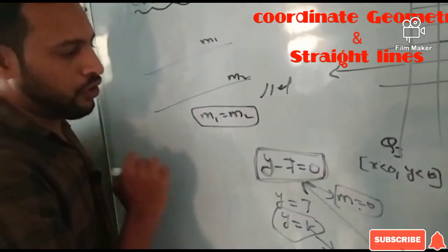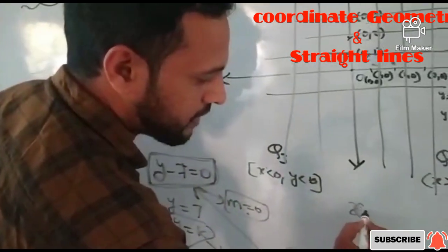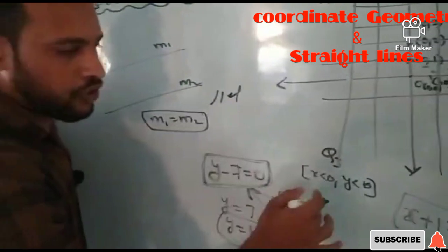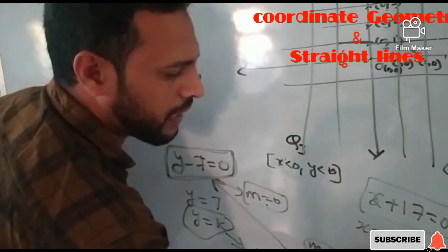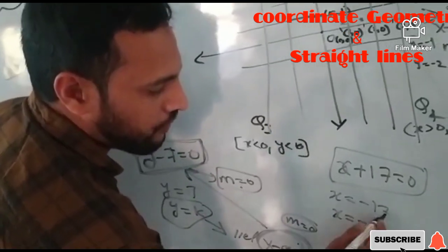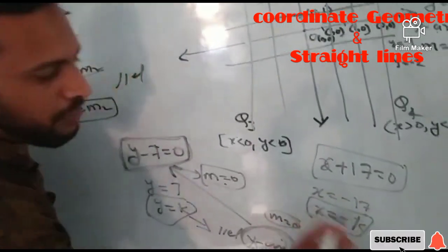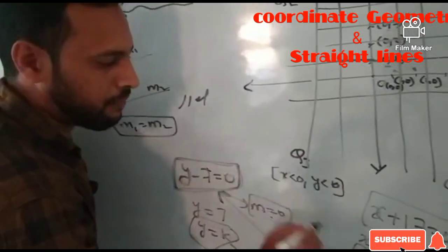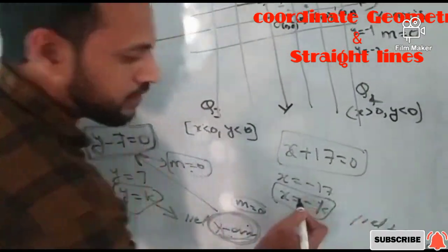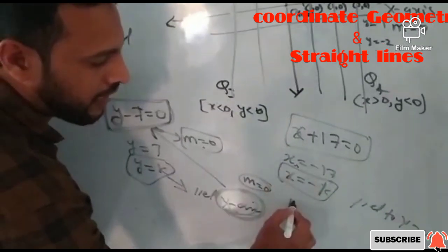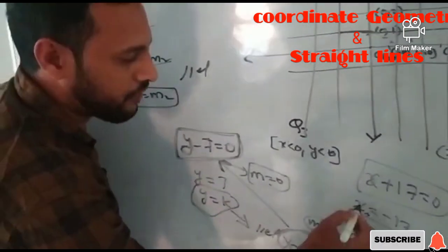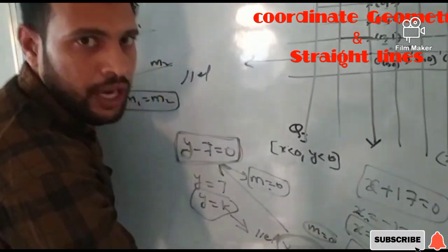Now see here, x plus 17 is equal to 0. You have to convert this as x is equal to minus 17, that is in the form of x is equal to minus k. We know that the lines in the form of x is equal to plus or minus k are parallel to y-axis. So the slope of this line is undefined, because the slope of y-axis is undefined, therefore the slope of this line is also undefined.